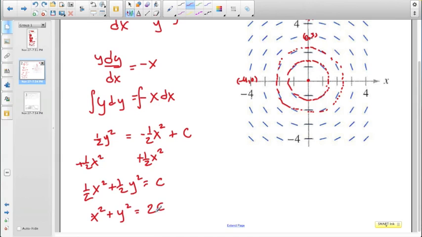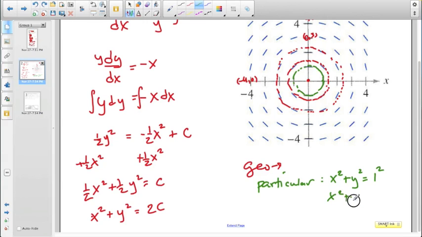And so there's my general solution. If you remember back to geometry, we look at the circle here that goes through the axes at 1. That particular solution is x squared plus y squared equals radius squared, which is 1 squared, or x squared plus y squared equals 1. So there's a particular solution to this family, in other words, a particular solution to this general solution.